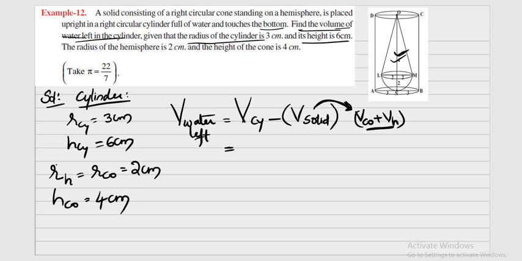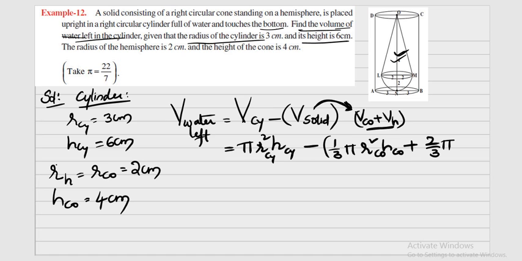So directly I can write, the volume of cylinder is nothing but pi r square h. Since these are the terms of the cylinder, we are going to keep the suffix cy. Next, minus the volume of cone plus the volume of hemisphere. The volume of cone is 1/3 pi r square h, where this is the radius and height of the cone, plus the volume of hemisphere, which is given by 2/3 pi r cube.